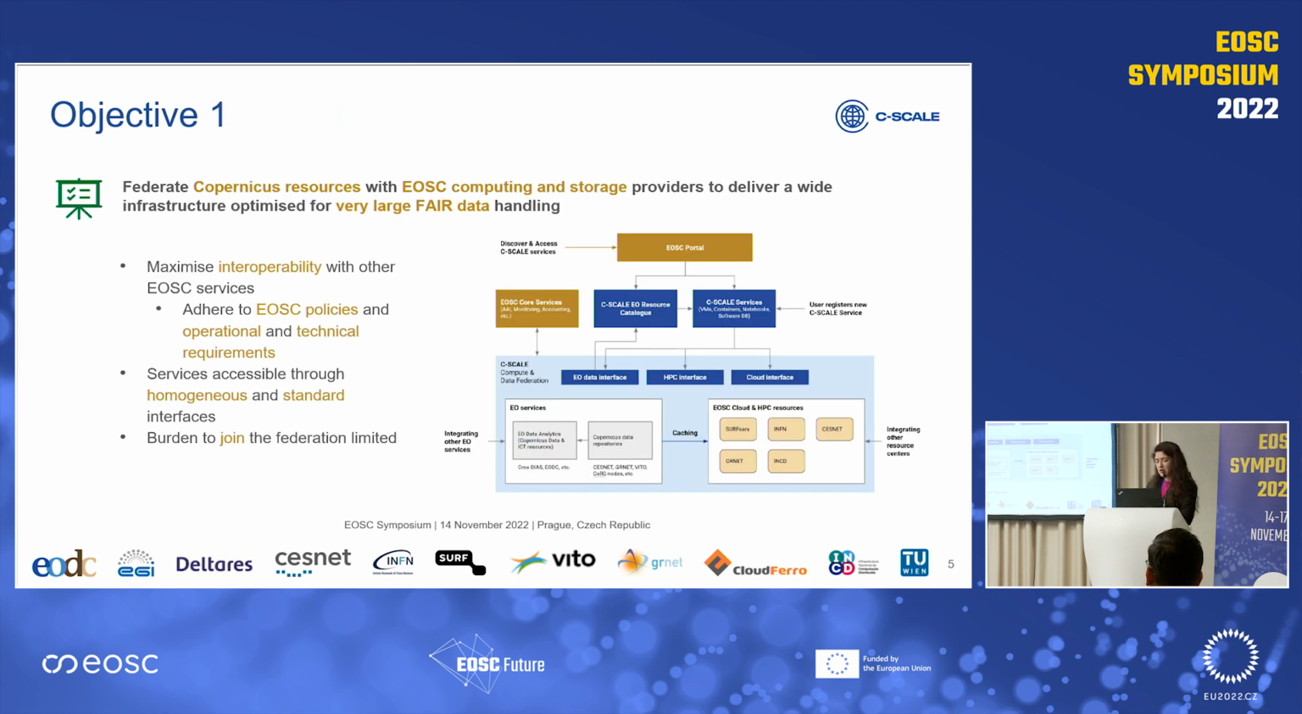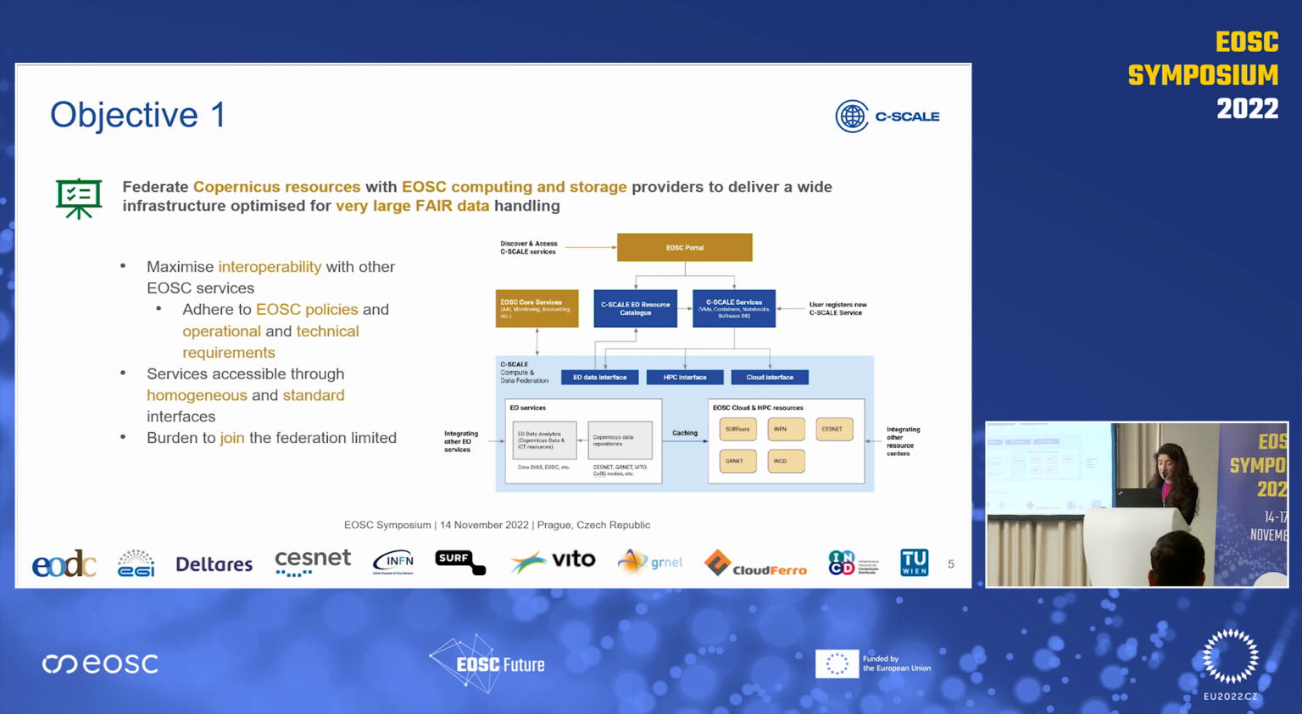Now I'm going to briefly talk about the specific objectives of the project, though I'm not going to go into detail because they will be explained much more in the coming presentations from my colleagues. So the first objective is to federate Copernicus resources with eoSC computing and storage providers to deliver a wide infrastructure optimized for very large fair data handling. You can see in this graph the logic of the federation, but again, Zdenek will explain it as more of an expert in the field than me.